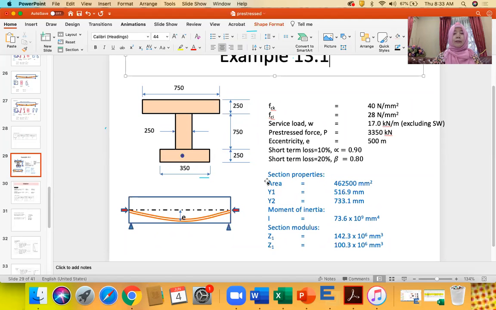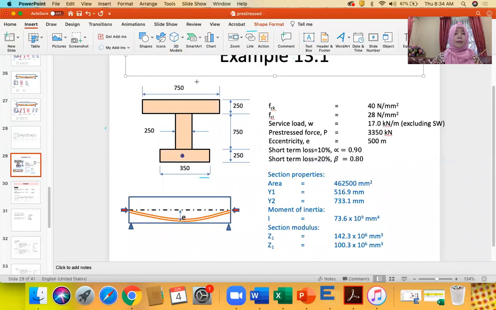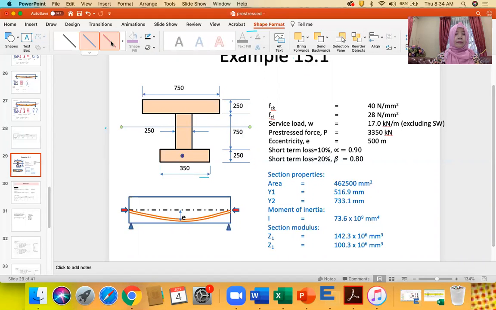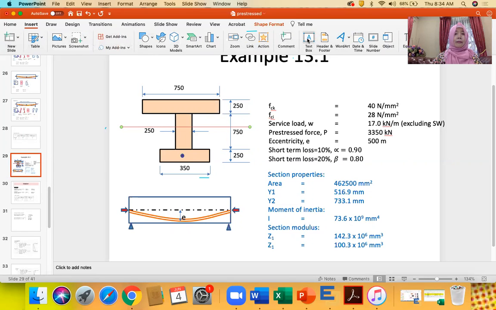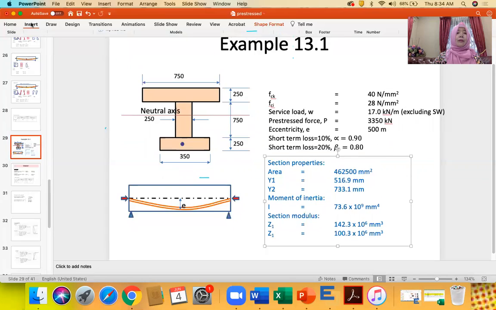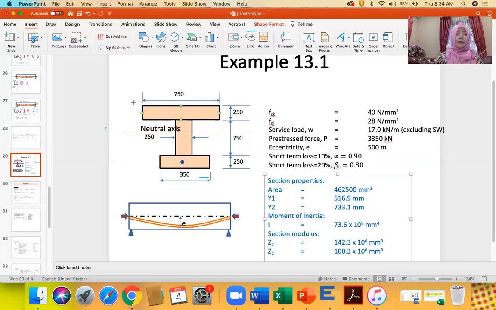So Y1 is the one from... okay, so we have a centroid here. Let's say the centroid is somewhere here. This is the centroid or neutral axis. Y1 is from the top fiber to the neutral axis. So now we have Y1 from here, top fiber to the neutral axis. This is called Y1.